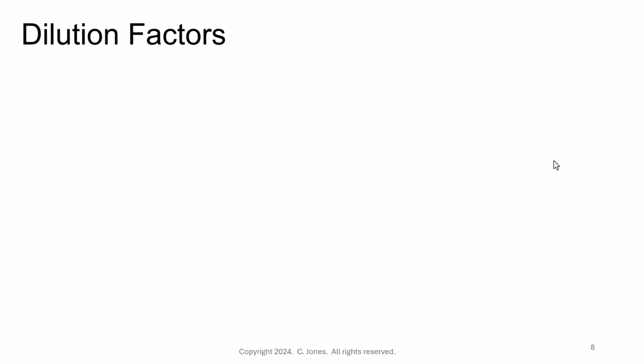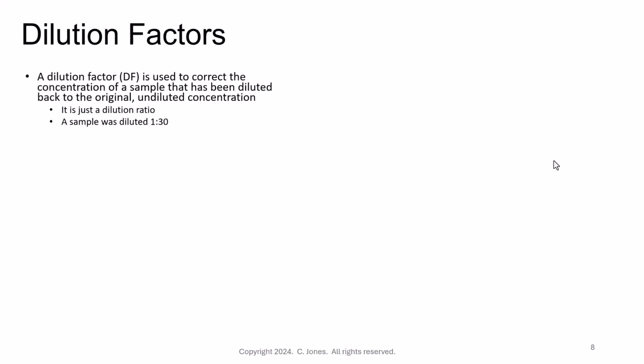All right, dilution factors. It's sort of a variation of a dilution ratio, but we do use the term dilution factors, and I want us to know what a dilution factor is and how we determine it. So a dilution factor is used to correct the concentration of a sample that has been diluted back to its original undiluted concentration. A lot of times when we do assays and we're trying to determine the concentration of a specific molecule, also known as the analyte, sometimes we need to dilute our test solution in order to get the concentration into a range that is measurable by the instrument we are using.